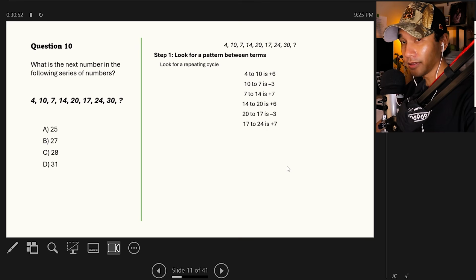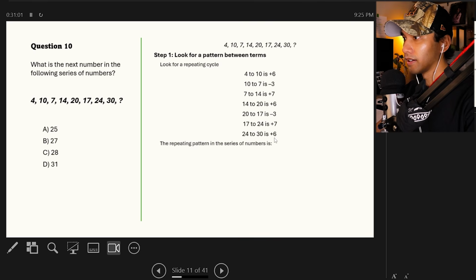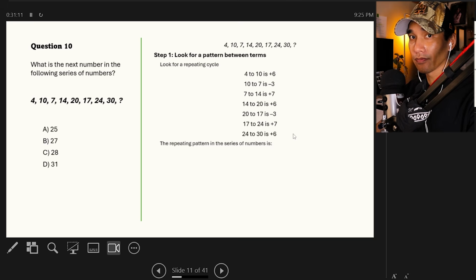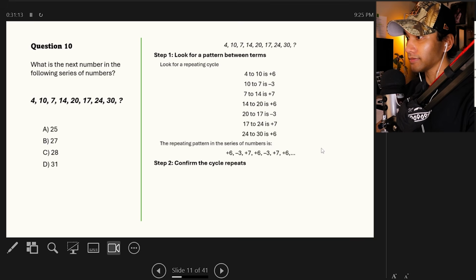Do you see the pattern? Plus 6, minus 3, plus 7. Plus 6, minus 3, plus 7. Plus 6, and that's it right here. 24 to 30 is plus 6. What's the next number? 30 minus 3 equaling 27. Exactly that. And that would be answer choice B.